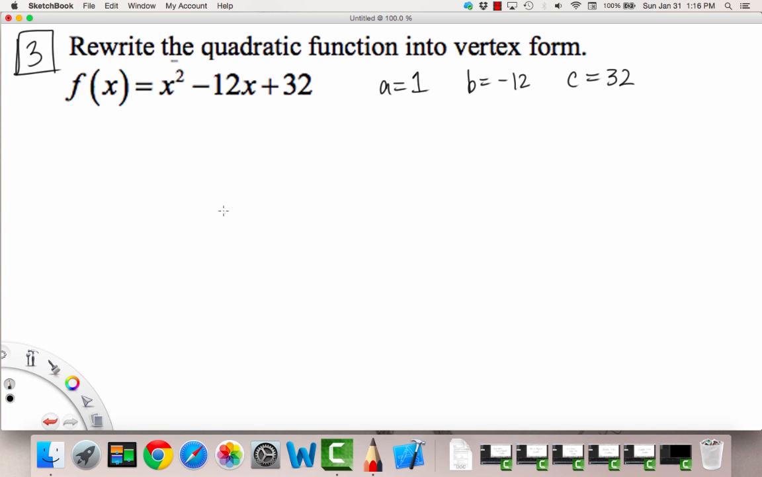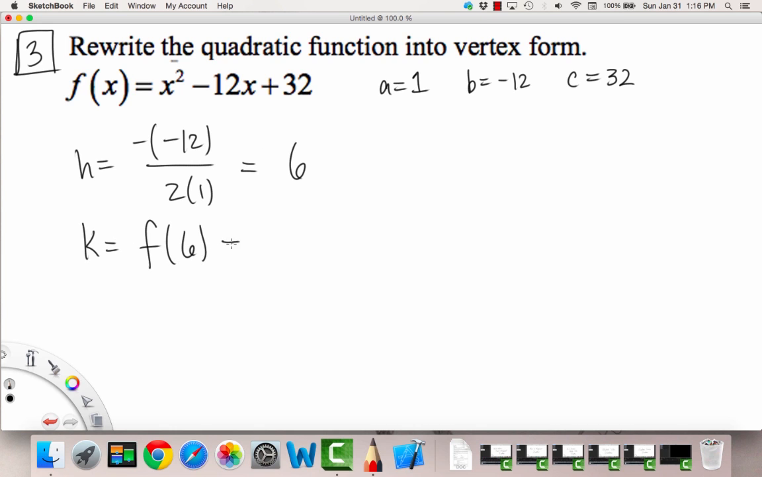What's our vertex? In order to find h, we're just going to plug into the formula: minus b, so b is negative 12, over 2a, so 2 times 1. So this is equal to 12 over 2, which is a positive 6. And then to find k, we just plug that into our function.